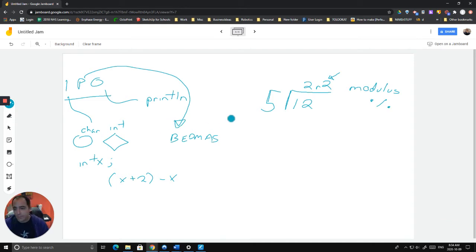So for example, let's say I have my integer x, and let's give it a value of 12. Or actually, you know what, let's make it 13, because that's a little easier to see what we want. I can do x divided by 5. But I can also do x remainder or modulus 5.